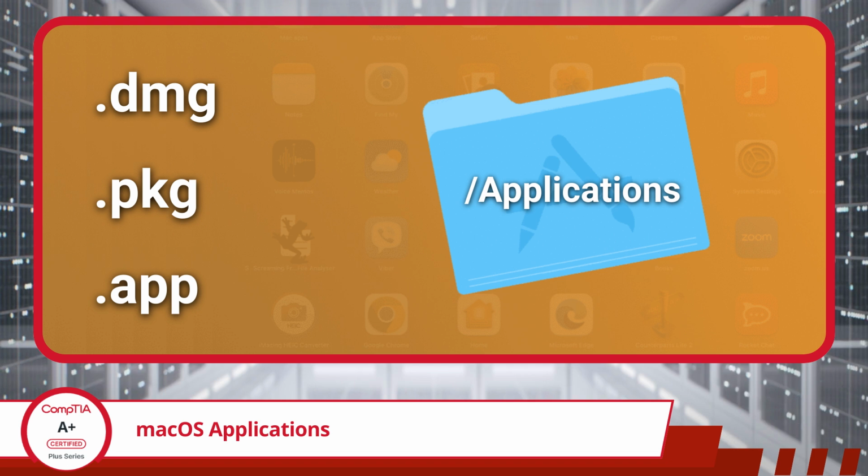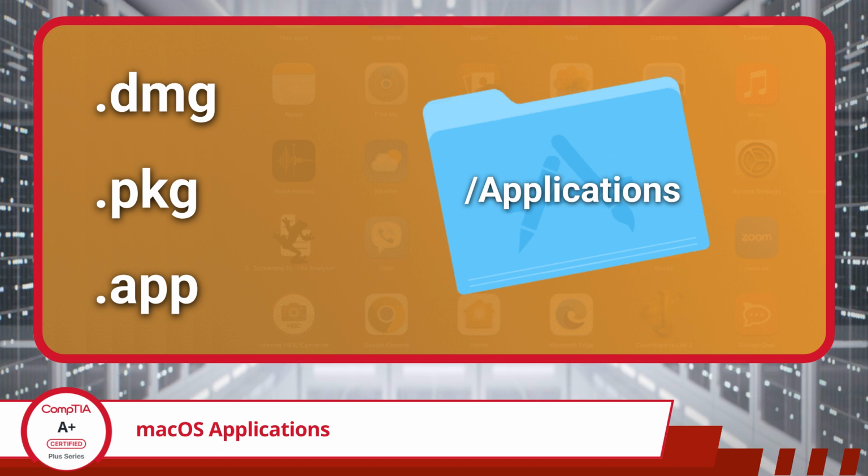Because of this, PKG installers are often used for things like drivers, enterprise applications, or software that integrates deeply with the system. Finally, we have the .app file. This represents the actual application itself. While it appears as a single file, it's actually a bundled package that contains all the resources the application needs to run, including executable files, libraries, and configuration data. One of the biggest advantages of this format is its simplicity. To install an application, you can often just drag the .app file into the applications folder, and you're done.